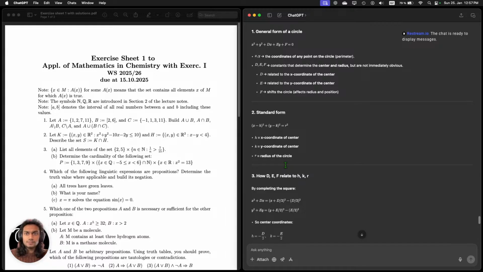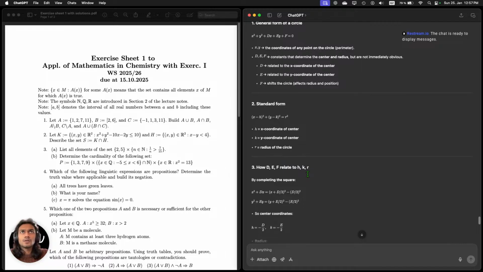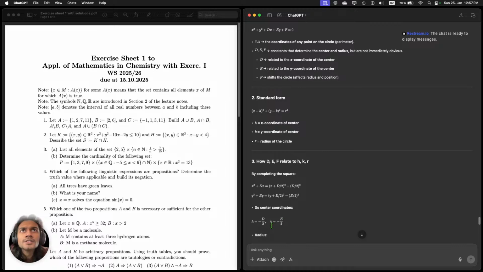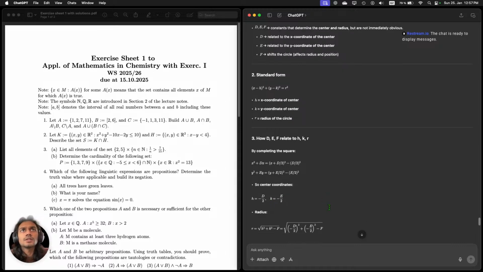Pi r squared, 2 pi r, 2 pi r. How are D, E, F related to h, k, r? h equals minus D by 2. k equals minus E by 2.